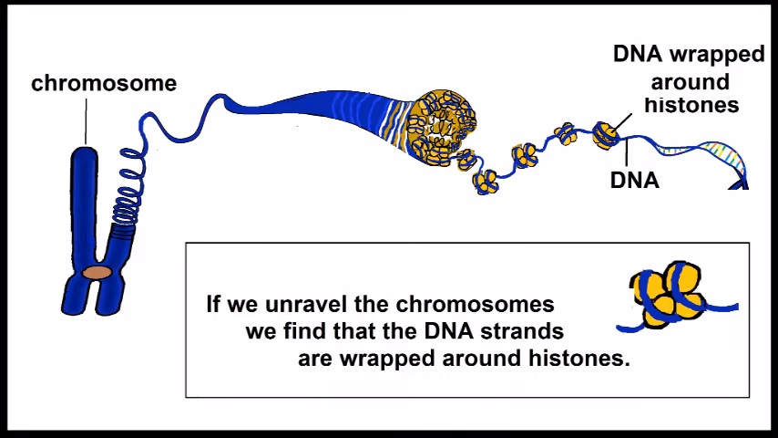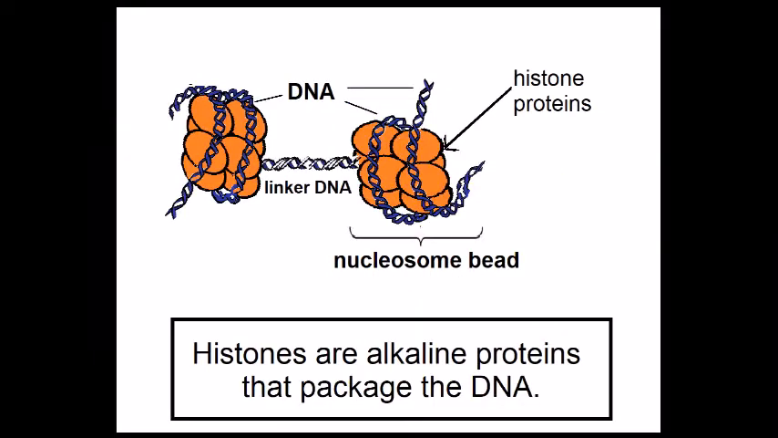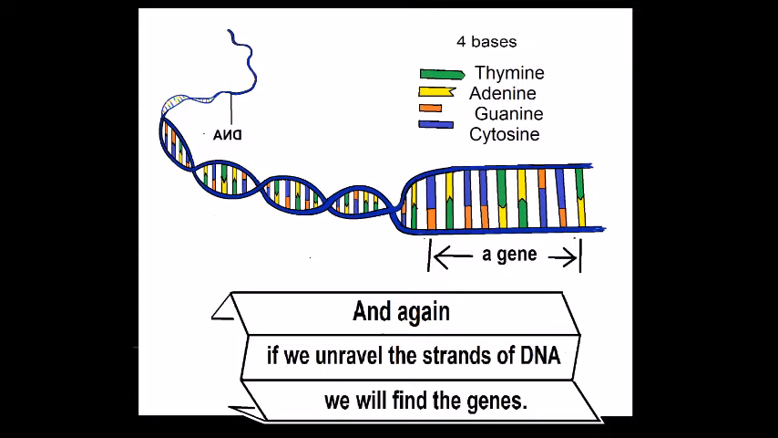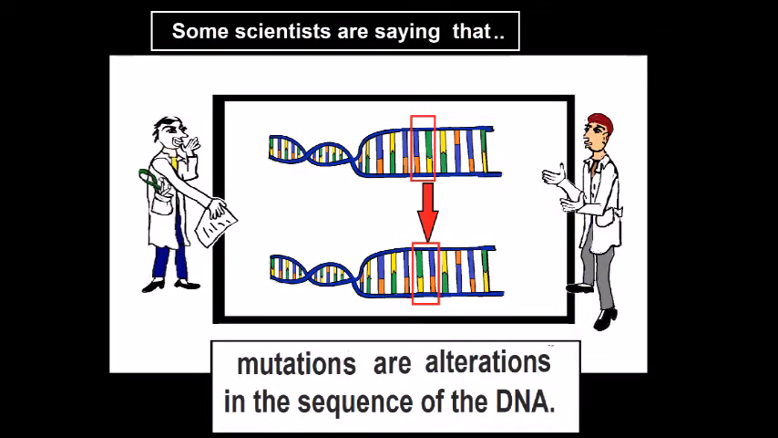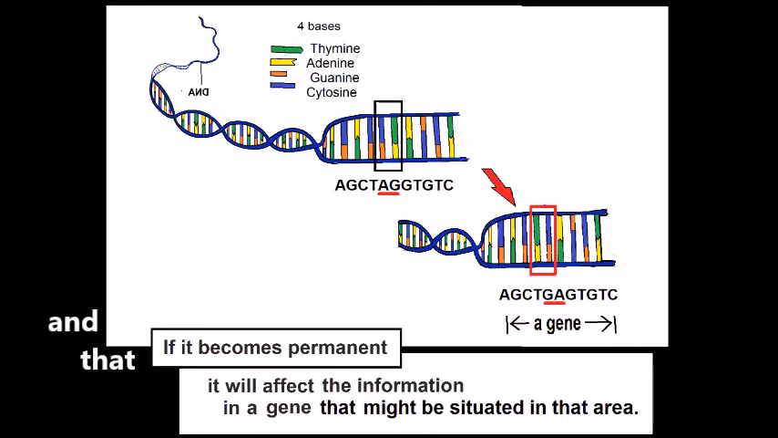If we unravel the chromosomes, we find that the DNA strands are wrapped around histones. Histones are alkaline proteins that package the DNA. And again, if we unravel the strands of DNA, we will find the genes. Some scientists are saying that mutations are alterations in the sequence of the DNA, and that if it becomes permanent, it will affect the information in a gene that might be situated in that area.